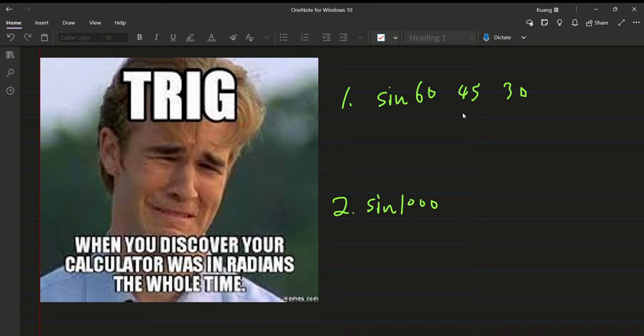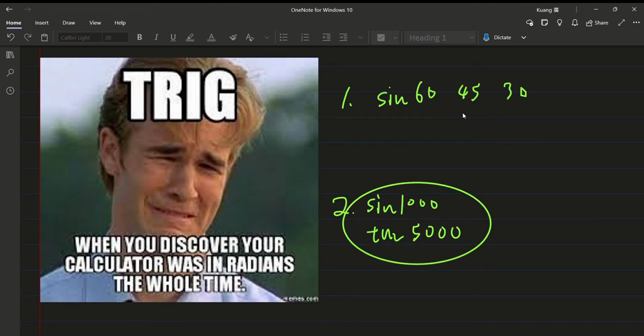Second, how to find the value of a trig function, sine, where the degree is more than 90, for example, sine 1,000 or tangent 5,000. How to find the value of the sine function if the angle is greater than 90. Okay, start from the first.